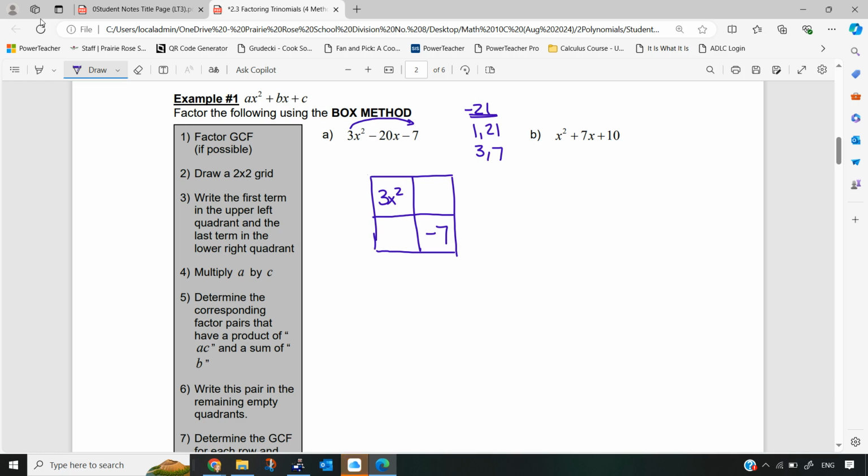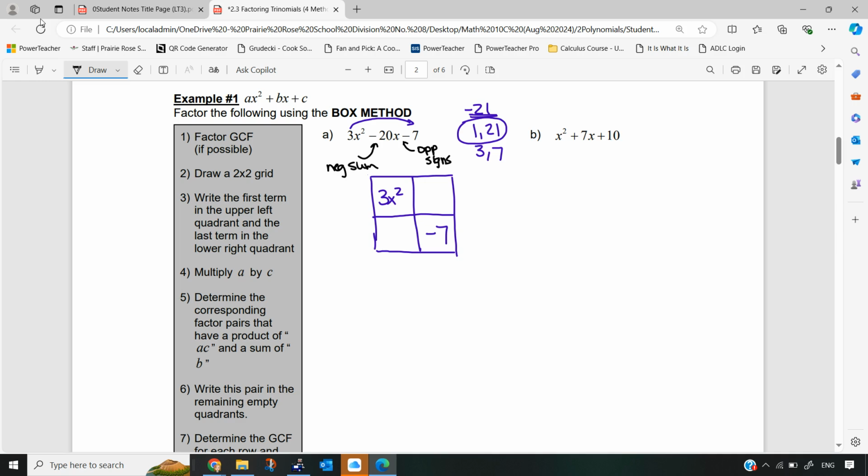In order to find these 2 terms, what I want to do is find 2 numbers that multiply to be 21, or in this case, negative 21, and have a sum or difference of 2. And so that's going to be 1 and 21. Now, if you remember from before when we were noticing our signs, I have a negative product. That means that I'm going to have opposite signs, and I have a negative sum.